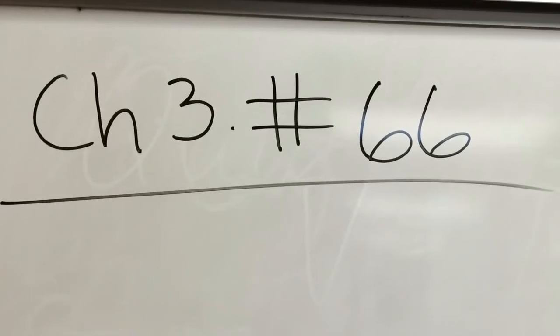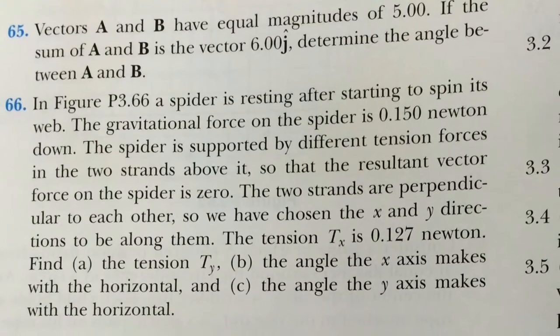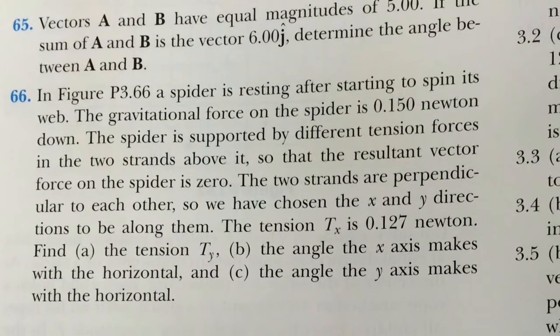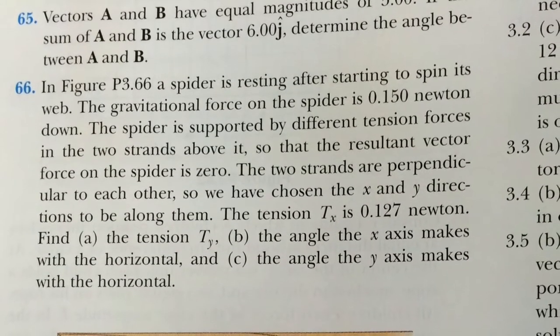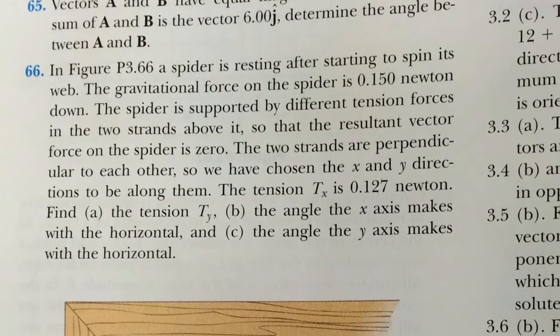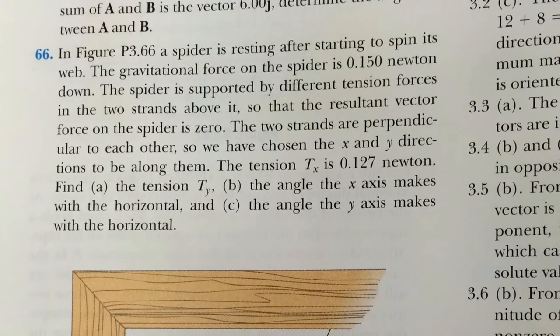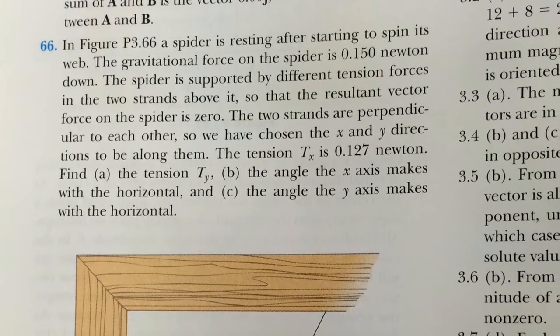Chapter 3, Number 66. In Figure 3.66, a spider is resting after starting to spin its web. The gravitational force on the spider is 0.15 newtons down. The spider is supported by different tension forces in the two strands above it, so that the resultant vector force on the spider is 0.